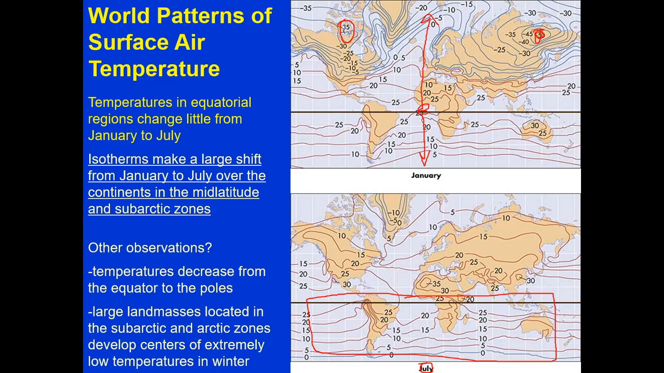Look, for example, there in Siberia, it's negative 50 degrees in January, whereas it's maybe 15 degrees during July.